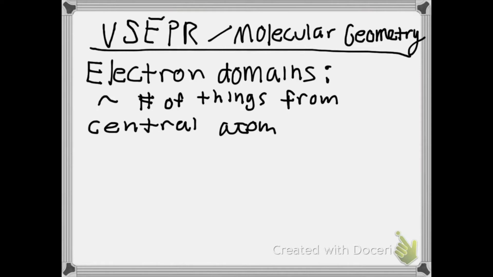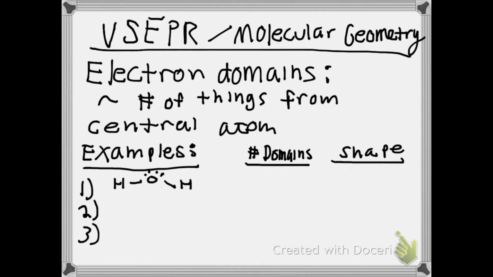I figure the best way to tackle this topic is to jump right into examples. The first example I want to go over is water. So, there are 4 different things coming off of the central atom, this oxygen atom, in this water molecule. You have a pair of electrons here, here, here, and here. So that adds up to 4. So this stuff really is quite intuitive. So since there's 4 different things coming off, it has 4 domains.